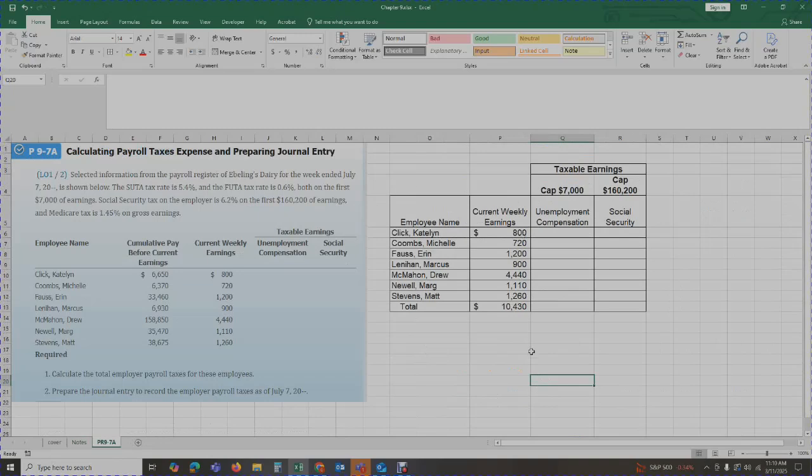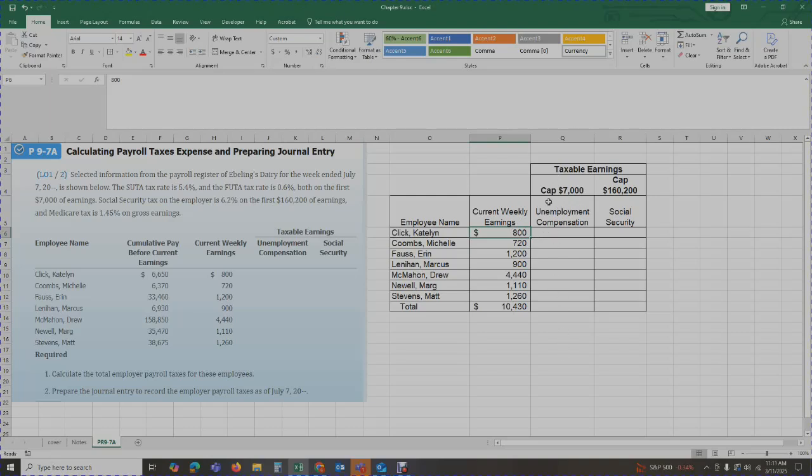So here we have the information. The first thing that we're going to calculate is how much of this current week's pay is subject to be taxed for unemployment compensation and for Social Security tax purposes. We're calculating the taxable earnings. How much of this week's pay is subject to be taxed? This is not the amount of the taxes, but rather how much of this week's paycheck will be taxed.